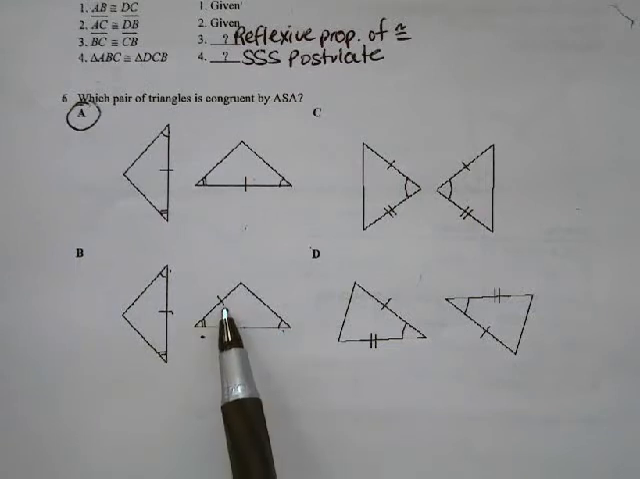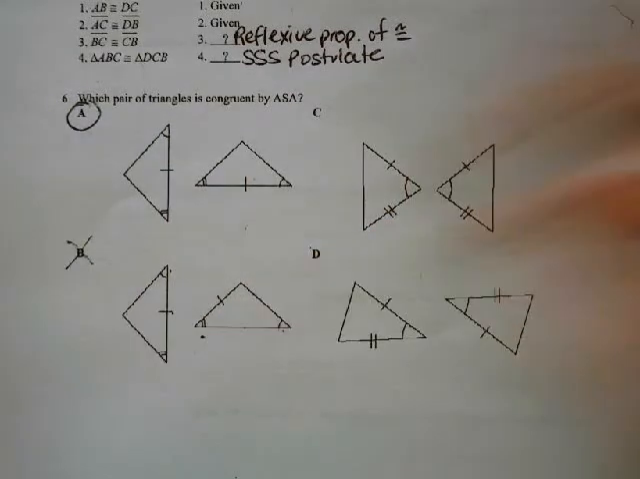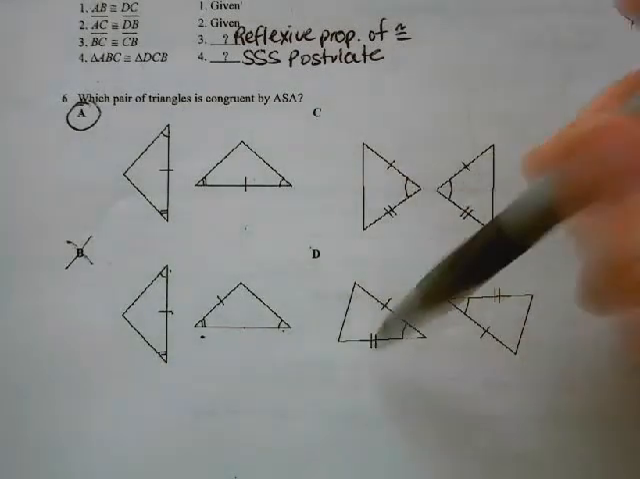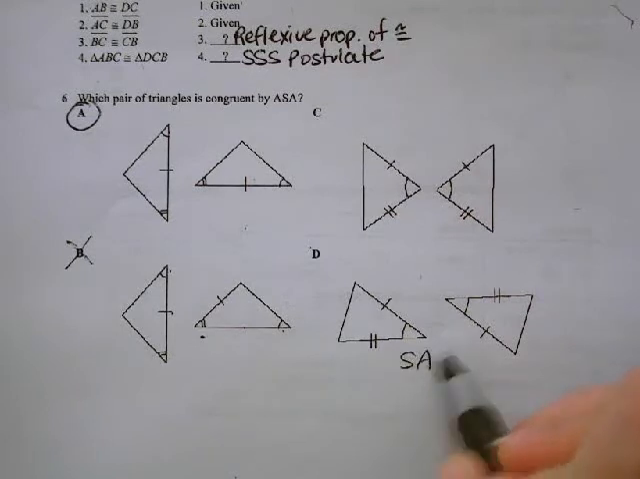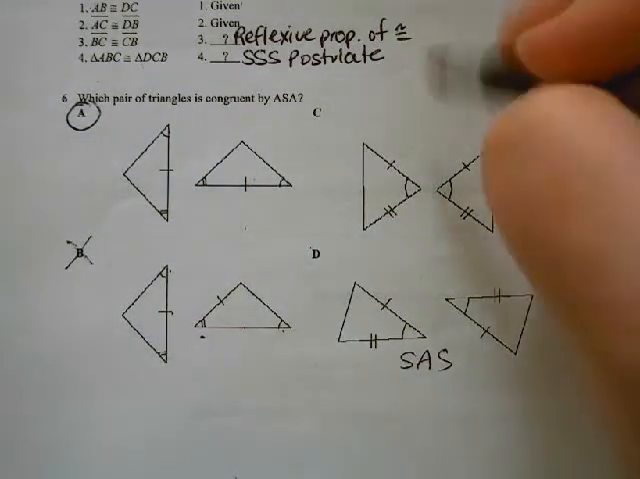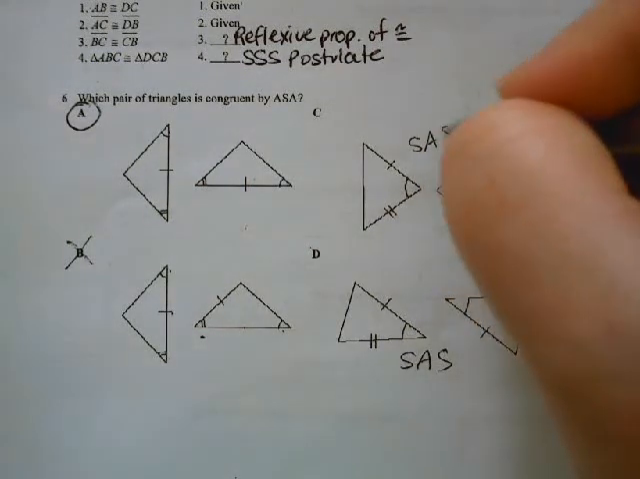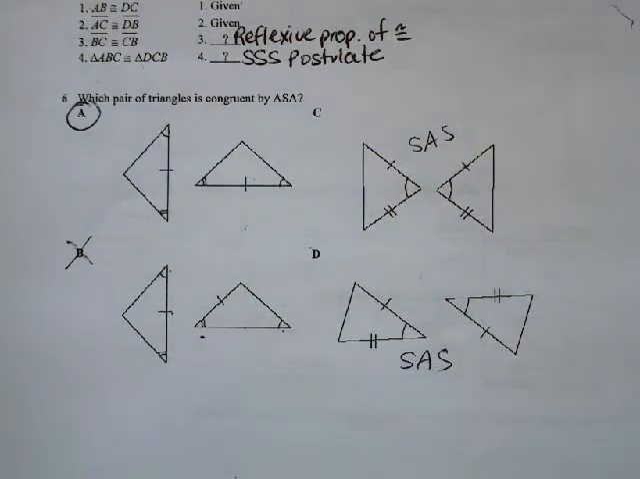For D, we have two sides and the angle included. This would be side, angle, side. Similarly, for this one, that would be side, angle, side. So remember to ask yourself how many sets of sides are congruent and how many sets of angles are congruent. So the only possibility here is A.